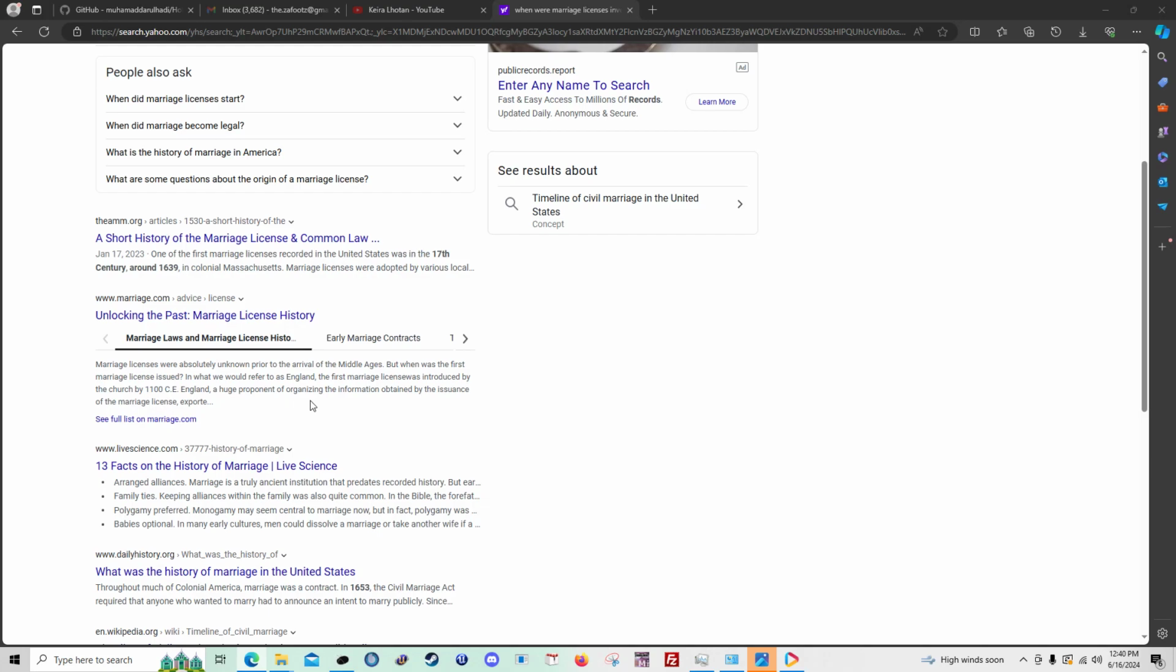So the reason that England started the marriage license was to organize information obtained by the marriage. Okay. So this was not people just saying you're married and I do and I do and that was it. They had a marriage license so they could document and organize the information around the marriage that happened.